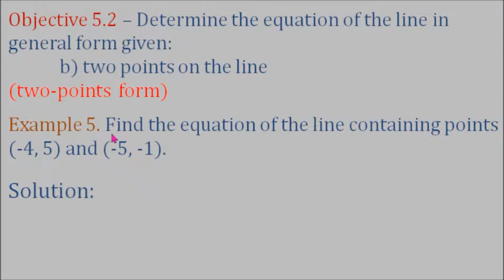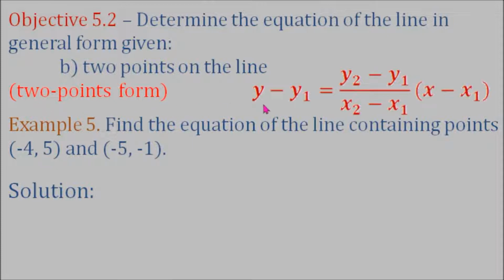Example number 5, find the equation of the line containing points negative 4, 5 and negative 5, negative 1. This time we are going to use the 2 points form. So this is the equation, y minus y sub 1 equals y sub 2 minus y sub 1 over x sub 2 minus x sub 1 times the quantity x minus x sub 1. So our x sub 1 is negative 4, our y sub 1 is 5, our x sub 2 is negative 5, our y sub 2 is negative 1.